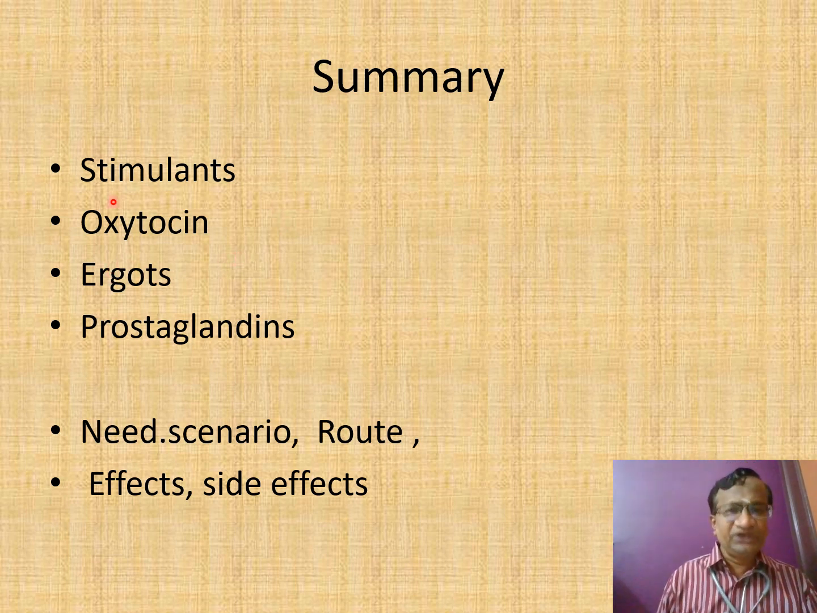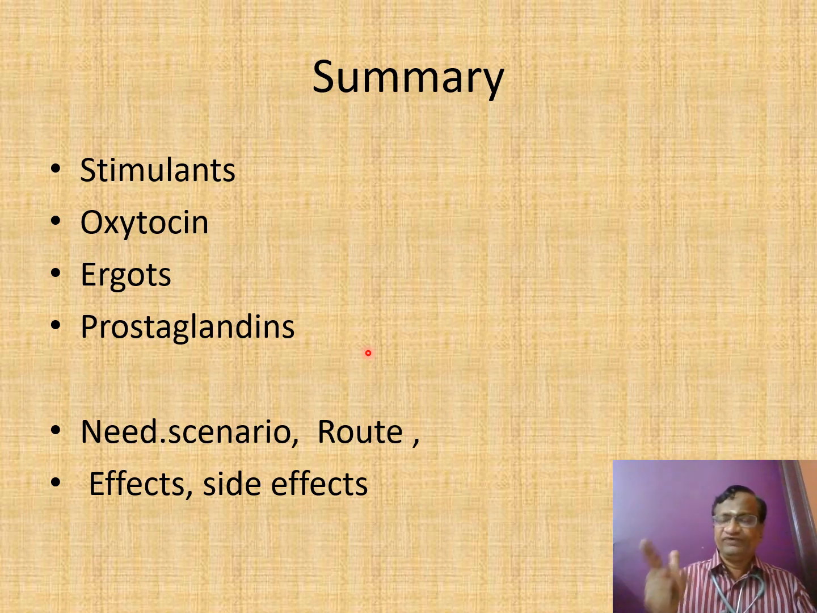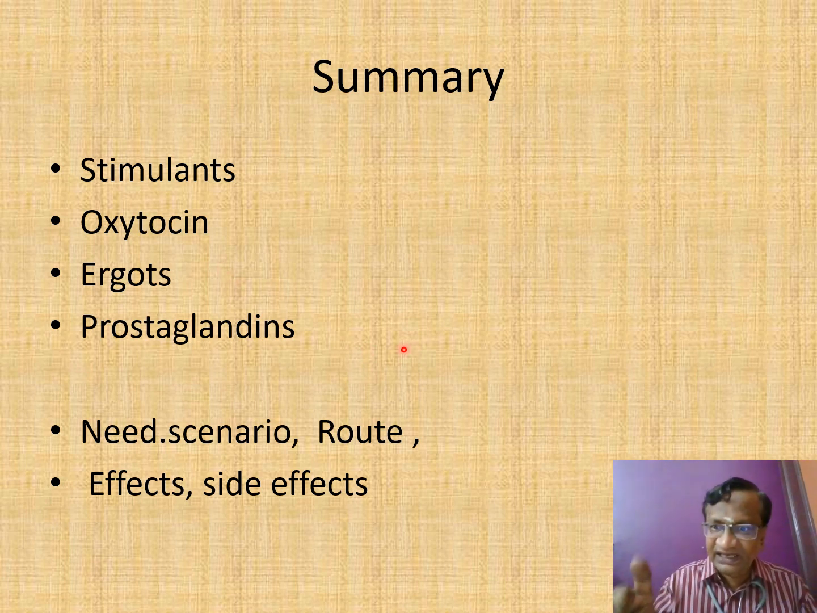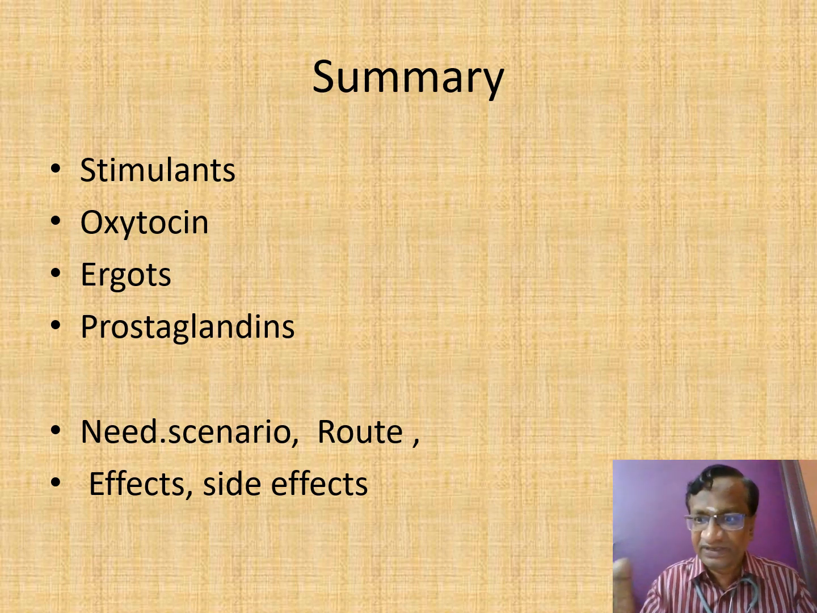Oxytocin causes hypotension, while ergometrine and prostaglandin cause hypertension. Ergometrine can cause severe hypertension, and if you give it, the BP may stay raised for around 7 or 8 hours. Prostaglandins cause nausea, vomiting, diarrhea, gut stimulation, very important. Beyond this, we should know the need. What is the scenario? If it is a retained placenta, beware, you should not use methylergometrine.